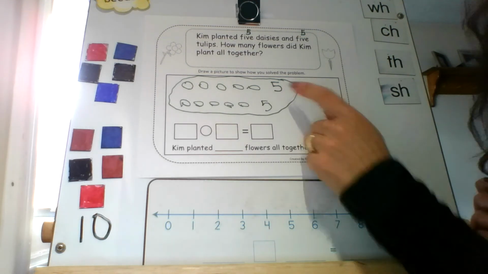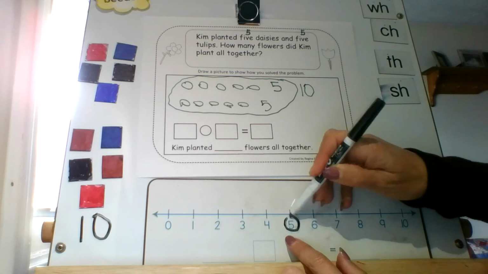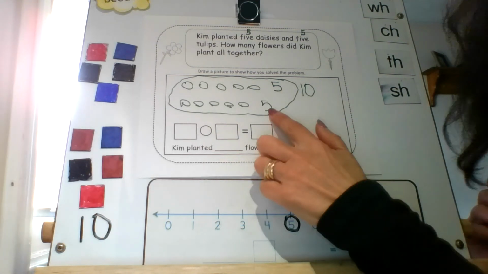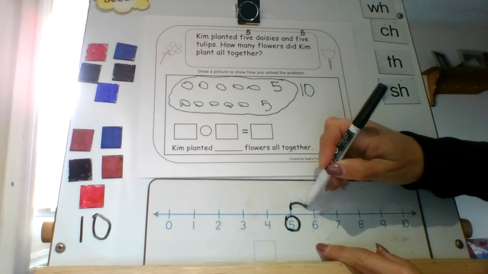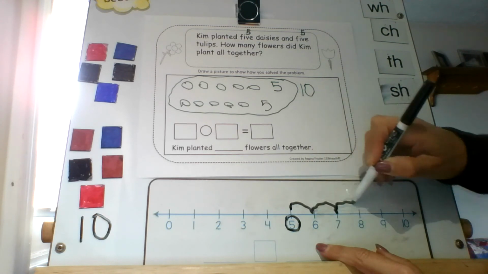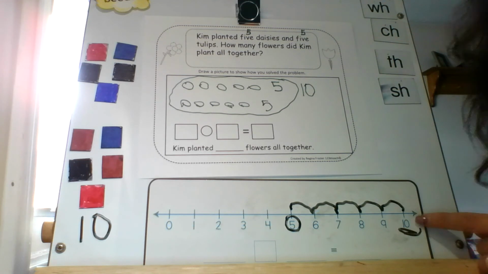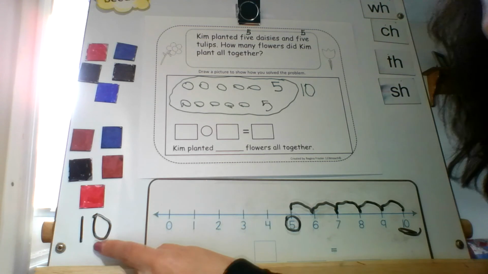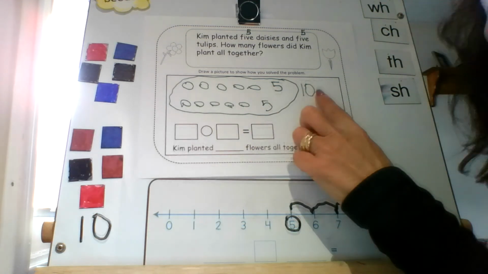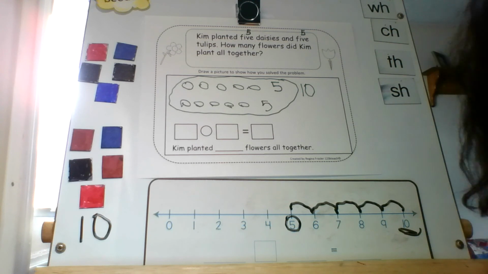So how many did I start with? You're right, 5. How many do I have to hop? 5 more. 1, 2, 3, 4, 5. Oh, look at the number I landed on. I landed on 10. So I have 10 for my manipulative, 10 for my picture, 10 for my number line. I do think the answer is 10.